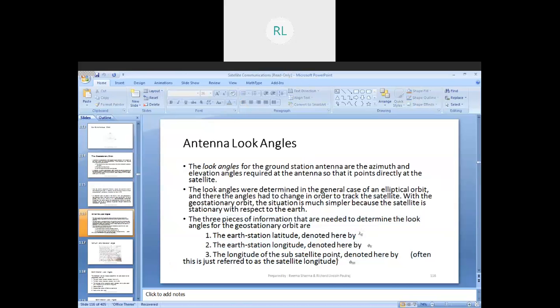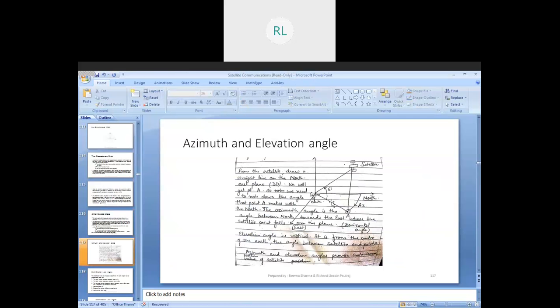Okay, the longitude of the subsatellite point is denoted here by phi ss. This is referred to as the satellite longitude. So phi ss is your longitude of the subsatellite point. We will see what these are with the help of a diagram. Now, as I've always told you, the center of the Earth is a very important point to be considered for our calculation of elevation angle and azimuth angle.